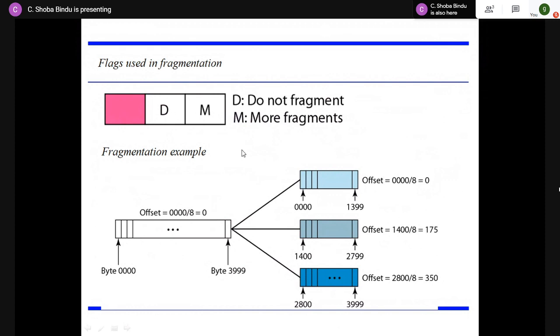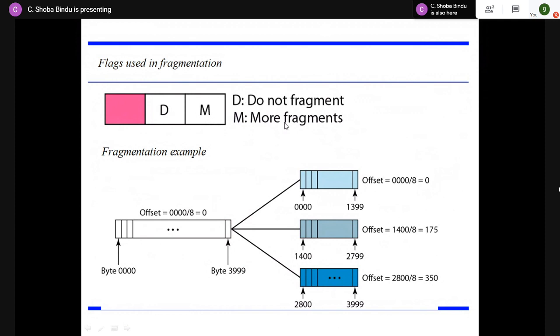If a particular node cannot transmit, if that particular network does not support this size, then as the do not fragment bit is set to 1, it cannot be further fragmented. Hence that node simply drops this packet and sends an ICMP error message to the source indicating that it has dropped this packet because it cannot process this size fragment.